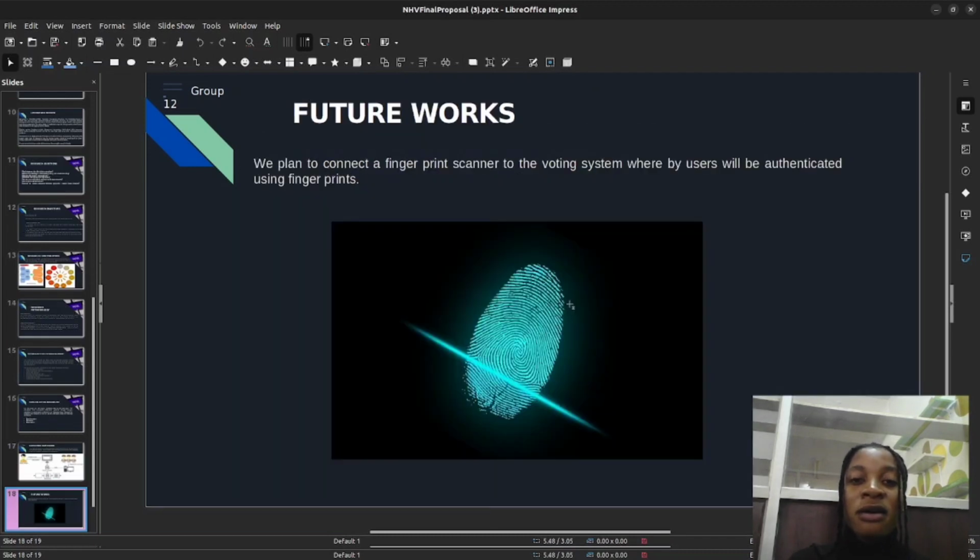And this is our future work. We plan to connect a fingerprint scanner to the voting system, whereby users will be authenticated using their fingerprints.